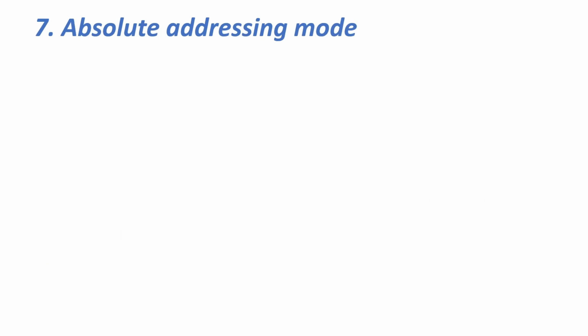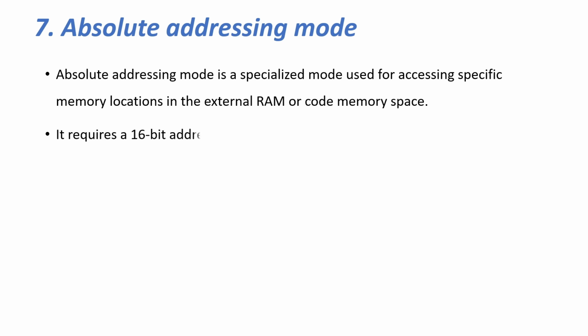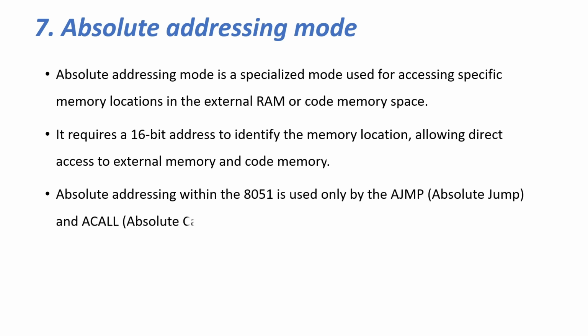Last is the absolute addressing mode. Absolute addressing mode is a specialized mode used for accessing specific memory locations in the external RAM or code memory space. It requires a 16-bit address to identify the memory location, allowing direct access to external memory and code memory. Absolute addressing mode within the 8051 is used only by the AJMP and ACALL instructions. That means absolute jump and absolute call instructions.